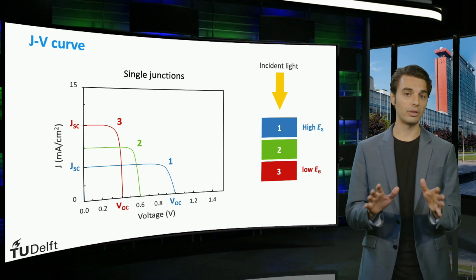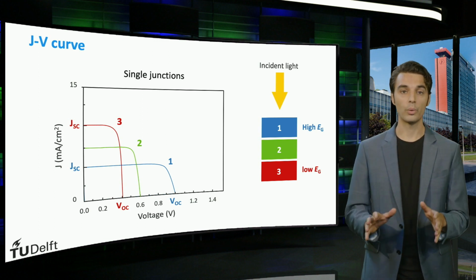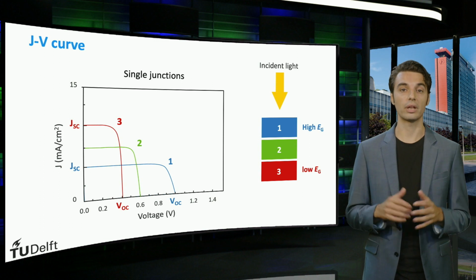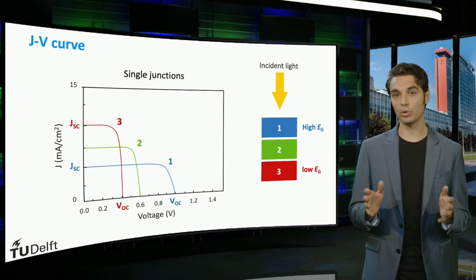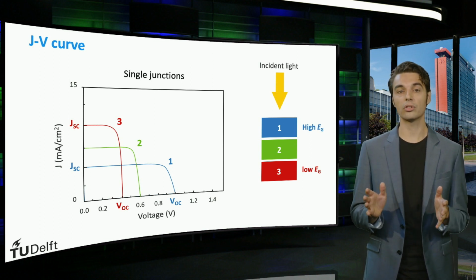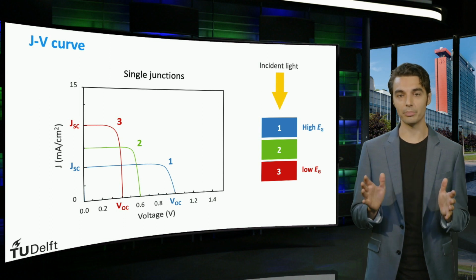Before we can draw the JV curve of the resulting triple junction cell, we must consider how the junctions are connected. We will look into how different junctions in a multi-junction are connected in the second part of this video.